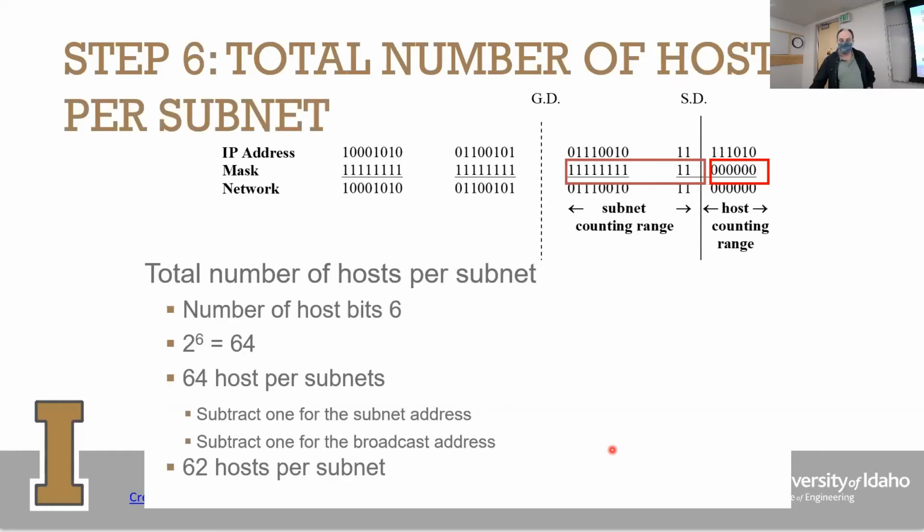Total number of hosts per subnet. Again, now we're just looking at these last bits. 6 bits, 2 to the 6 is 64 again, and then we subtract 2, get rid of the broadcast, get rid of the network address, and now we're down to 62 hosts per subnet, which is not a bad number. Couple labs. Does that make some sense?